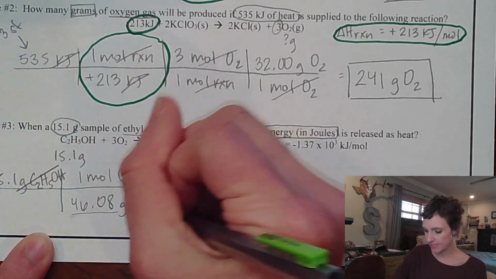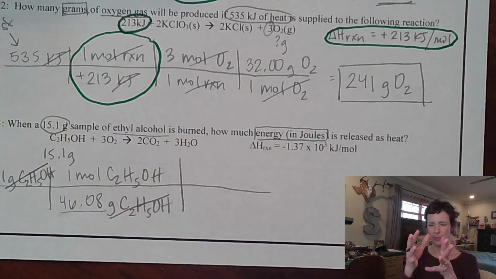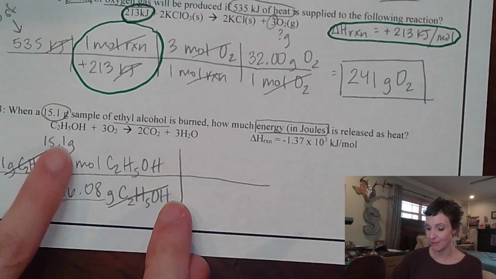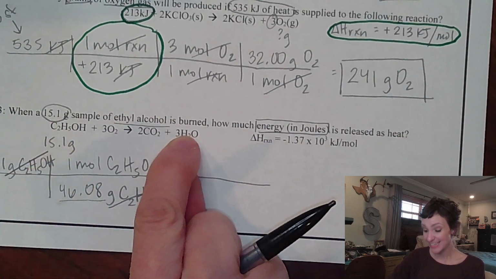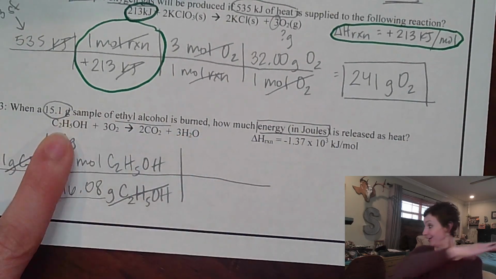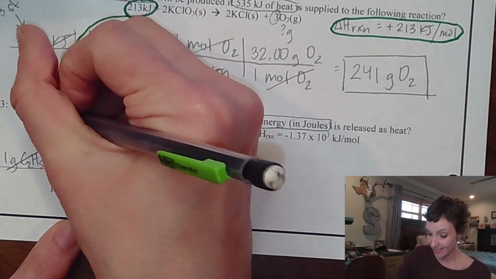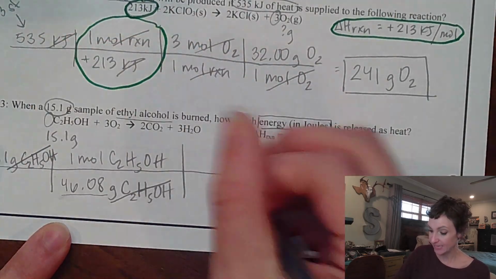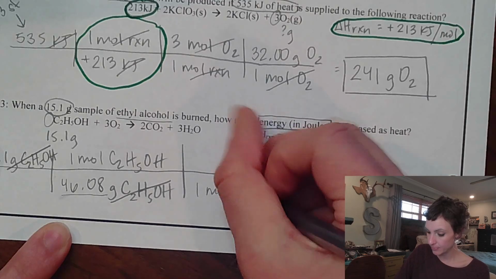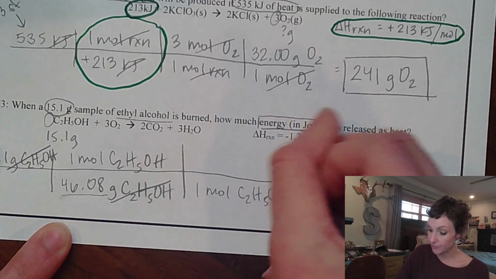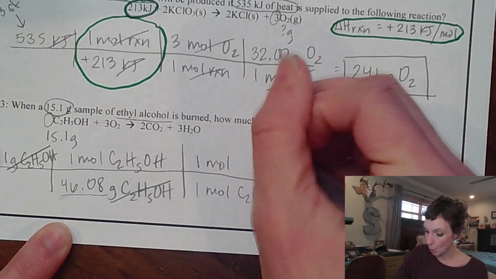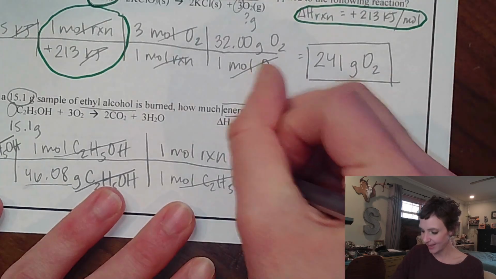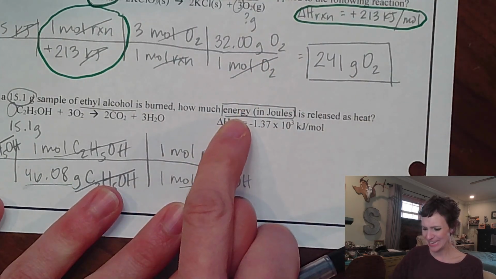Amazing. And the grams of ethyl alcohol cancel out. I'm at moles. Moles, moles, moles. Mole ratio time. Except the ratio I'm using is not between ethyl alcohol and something else. It is between ethyl alcohol and its own reaction. There is a 1 there per every 1 reaction. So that means there is 1 mole of ethyl alcohol for every 1 mole of the reaction. Yes? Okay, now they wanted me to solve for the energy.